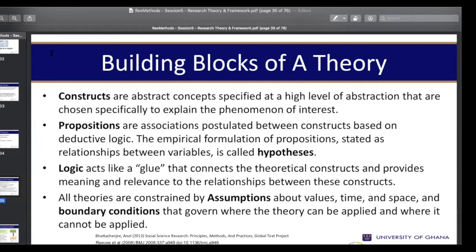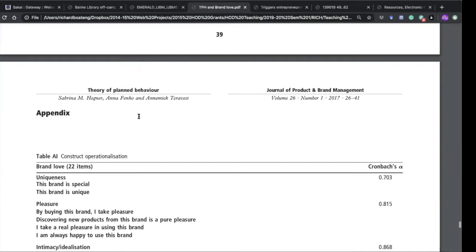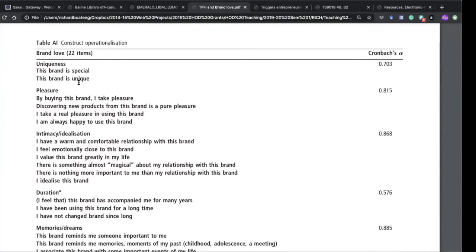Let me explain something very well here. I know you may not understand it very well. Look at this one. Perceived behavioral control, how will you measure it? I will measure it by propensity to anthropomorphize and then affordability. So I'll ask questions on these two, and it will help me to measure perceived behavioral control. But these constructs are also variables in their own way, because the measurement scales have been developed already. So if you look at it, attitude has its measurement scale. Okay, so let me look at it. This is brand love. Brand love has 22 items for measuring it. And look at it very carefully. Brand love is a very large concept, so it has variables within it.